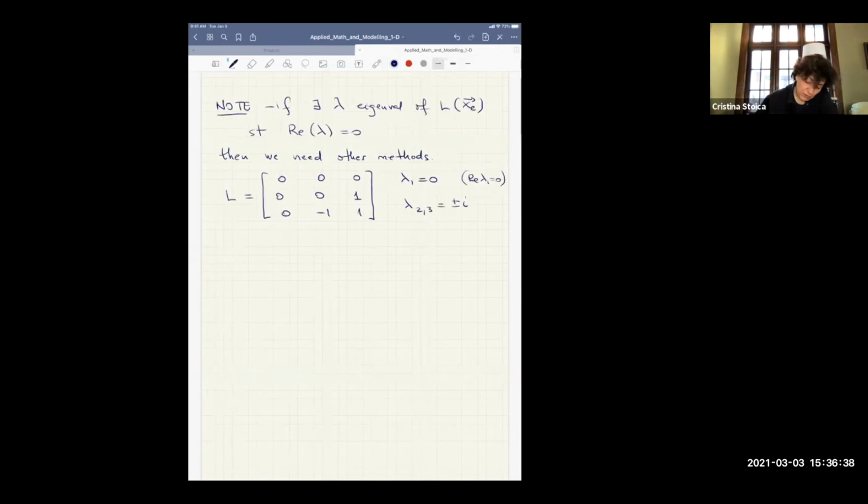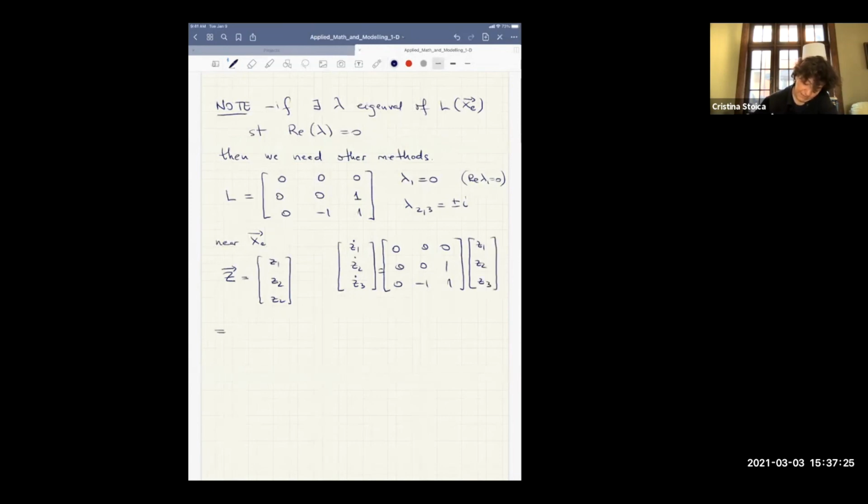Okay, so for this one, near x_e, if we're doing the job, we're going to get, if you want, little z1 of t. I could have done this before: instead of x, y, z, little z1, little z2, little z3. Oh, well, too late now. So when we're computing this, we have z1, z2, z3 dots equals the matrix 0, 0, 0, 0, 0, 1, 0, minus 1, 1, times z1, z2, z3. So we end up with z1 dot equals 0, z2 dot is z3, and z3 dot is minus z2. It's cooked up, of course.